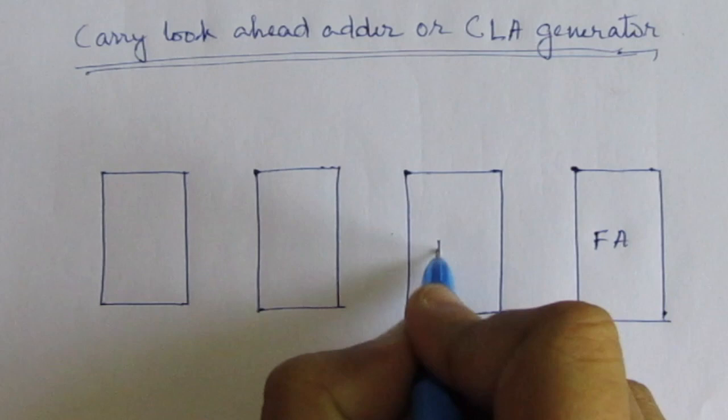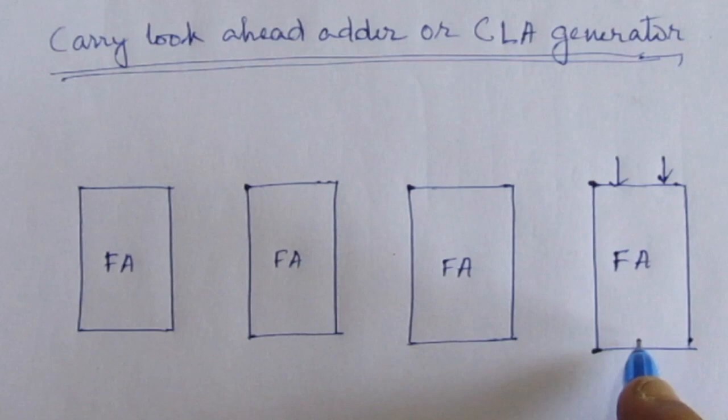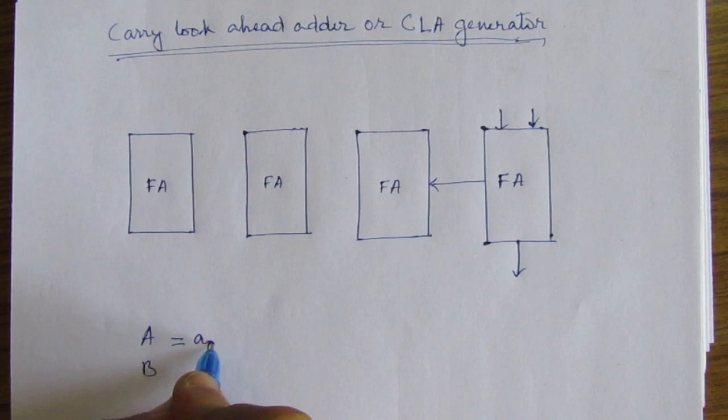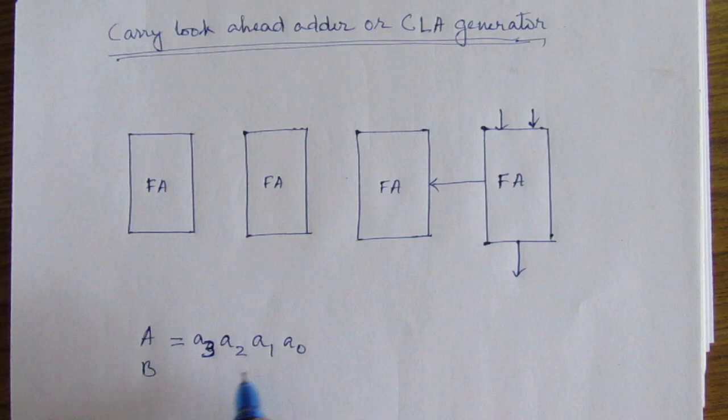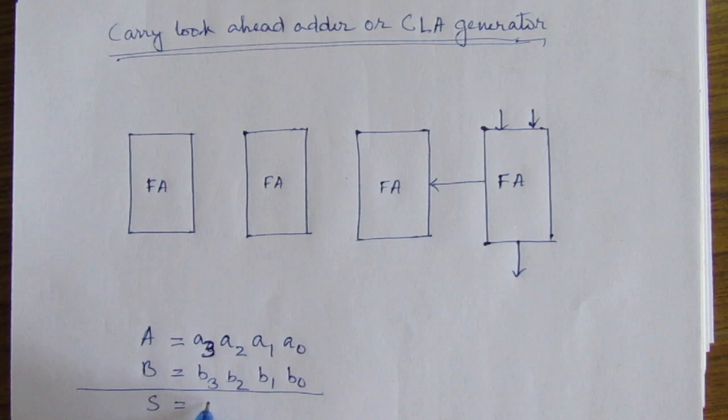We have two inputs in every stage, and two outputs, one will be the sum and another will be the carry. Let us assume two 4-bit numbers, A and B: A3, A2, A1, A0. These are the 4 bits, and here also we have B3, B2, B1, B0. So if we take the sum S equal to S3, S2, S1, S0, we will add these two numbers and we will get the sum here.